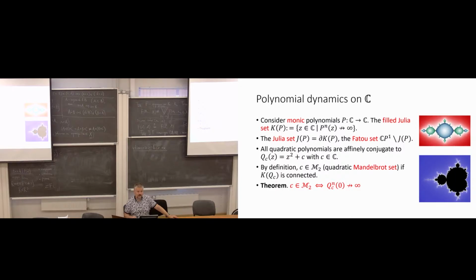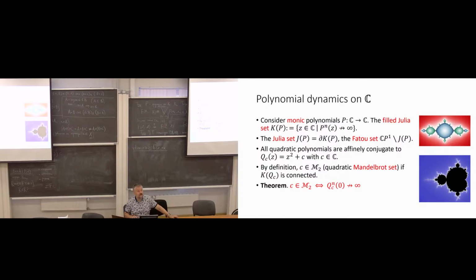Because if the modulus of z is very large, then the highest order term dominates. So z to the n is much bigger than all other terms, and it forces the point to escape further to infinity. If a point starts escaping, there is no way of going back, it will escape to infinity all the way. So you have this filled Julia set, and this is a special property of polynomials, this formula, that the Julia set is the boundary.